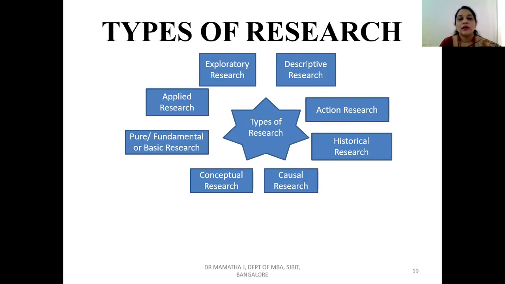Okay, so you can take one research and complete it, or during the process you can have a combination of two or three types of research. As per your syllabus, we are going to study these types of research: exploratory research, descriptive research, action research, historical research, causal research, conceptual research, applied research, and pure research, which is also called fundamental research or basic research. These are the various types of research which, as per your syllabus, you are going to study and differentiate.